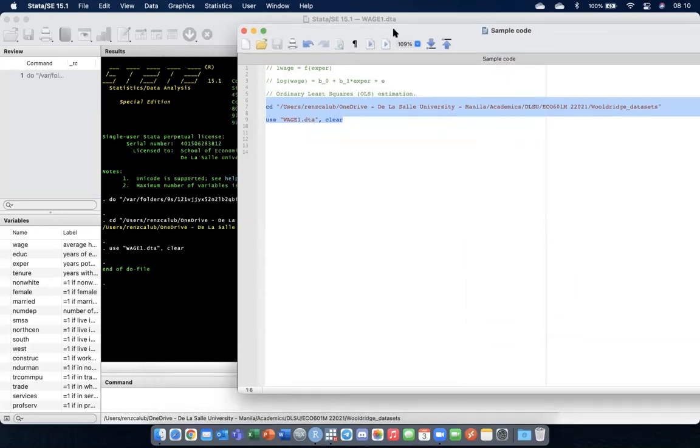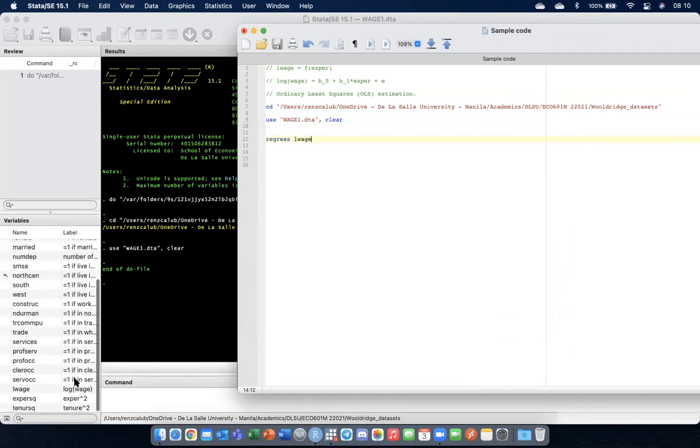You can see it on your screen. It's already loaded. You can see it in the variables window. We already have wage1. Now, we run OLS. We can run OLS by typing regress lwage. There's already a variable for log of wage here, and experience.